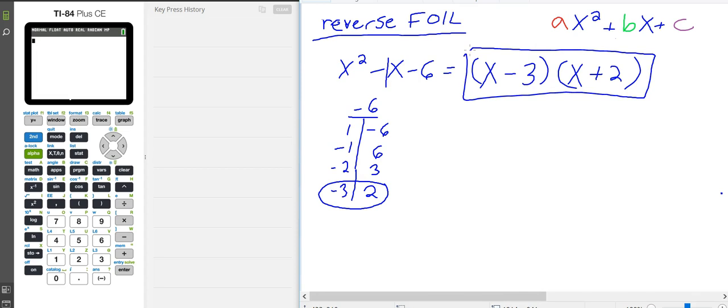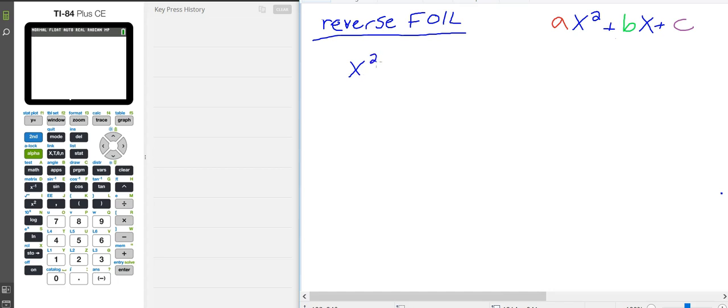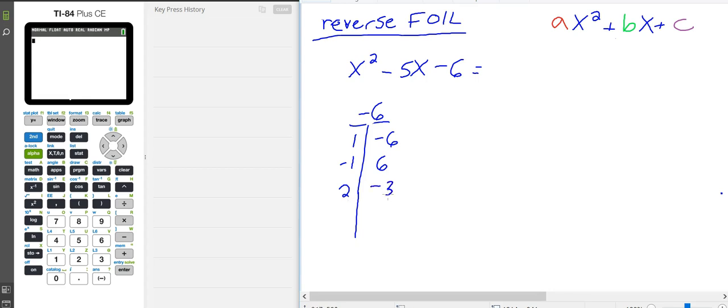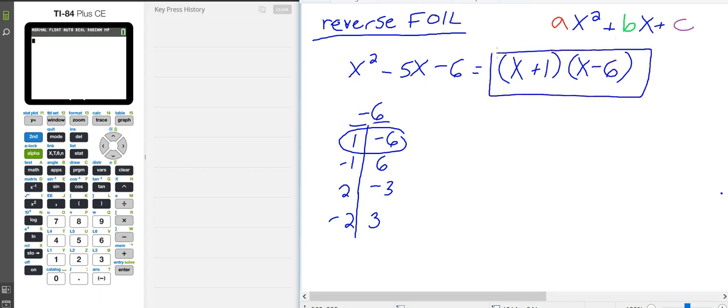Let's do one last example. X squared minus 5x minus 6. We need to find factors of -6 that add up to -5. Factors of -6 are +1 and -6, -1 and +6, 2 and -3, -2 and +3. Which one of these adds up to -5? -6 and +1. So we can rewrite this as x plus 1, x minus 6. And you could always FOIL back to make sure it is correct.